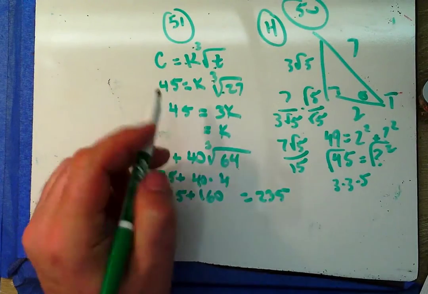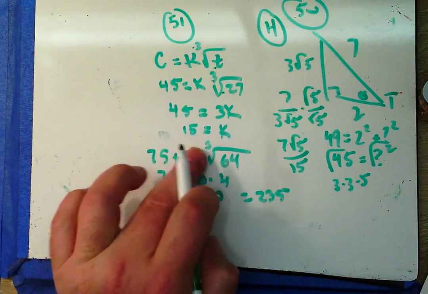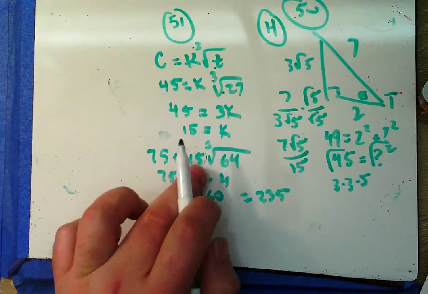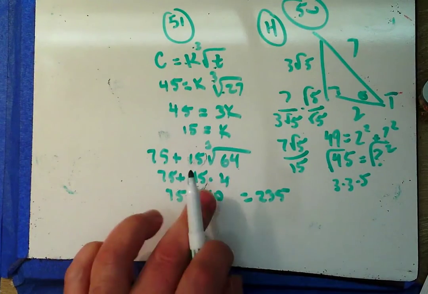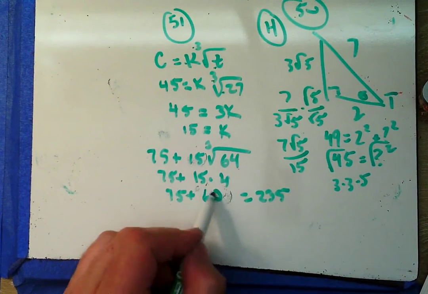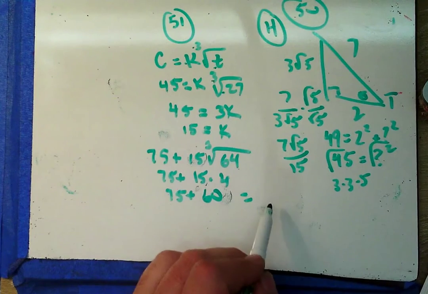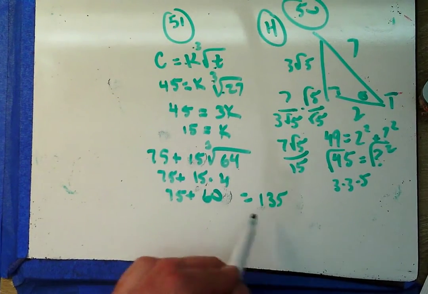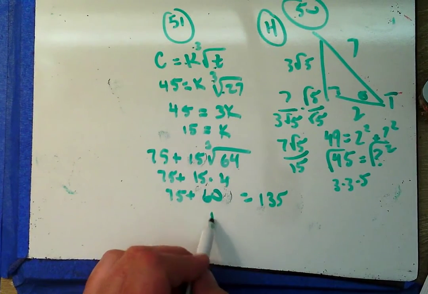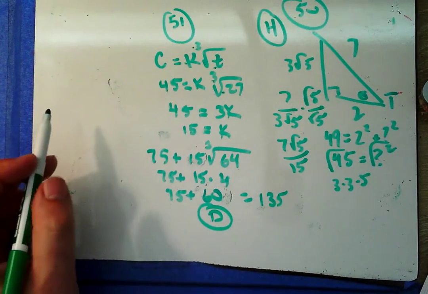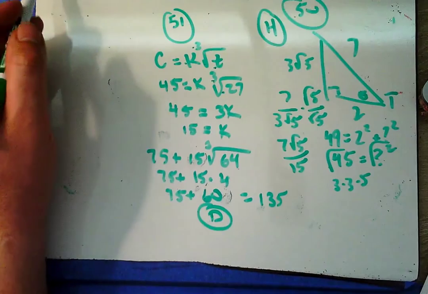45, and so k equals 15. And so here this is 15, and this is 15. And 4 times 15 is 60, and so I get 135, which is present, and that is choice D for 51. Okay, 52.